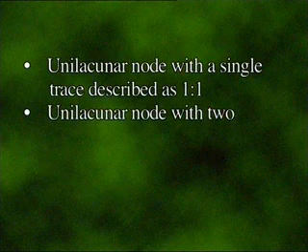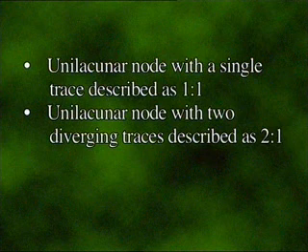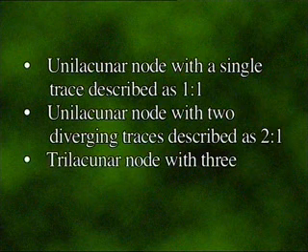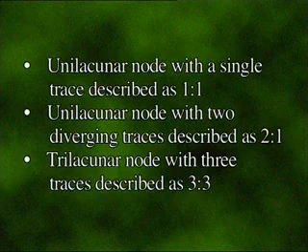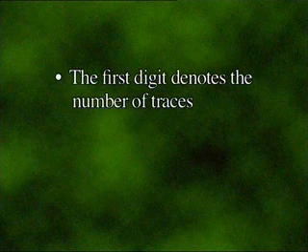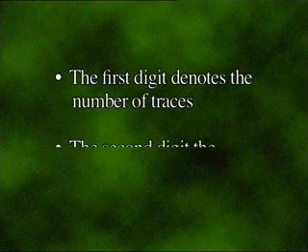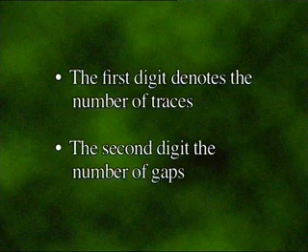A unilacunar node with two diverging traces would be described as 2:1, and a trilacunar node with three traces would be described as 3:3, and so on and so forth. The first digit denotes the number of traces and the second digit the number of gaps. Most families tend to have uniform nodal anatomy.